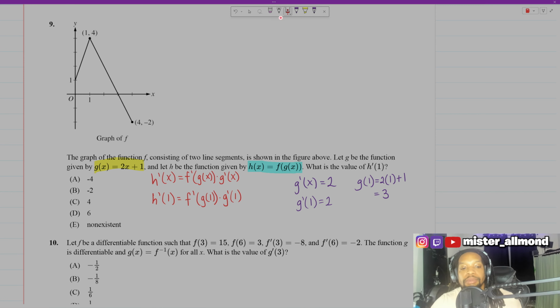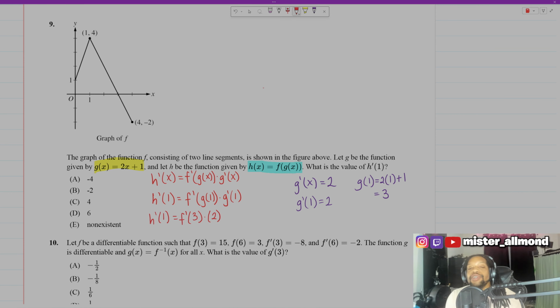All right, so here's my updated h prime of 1. I have h prime of 1 equals f prime. This is a good question. F prime of, we said g of 1 was 3, times, and then we said g prime of 1 was 2. All right, so from here, f prime of 3.